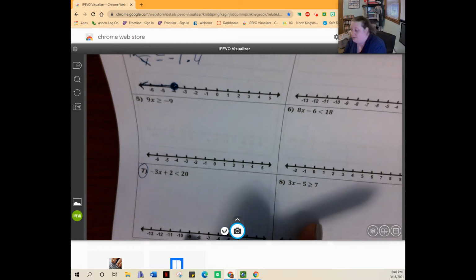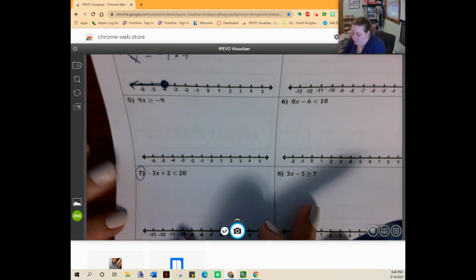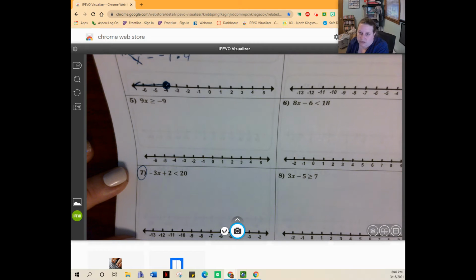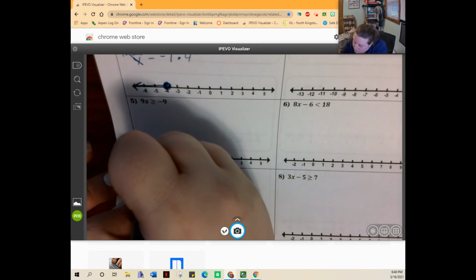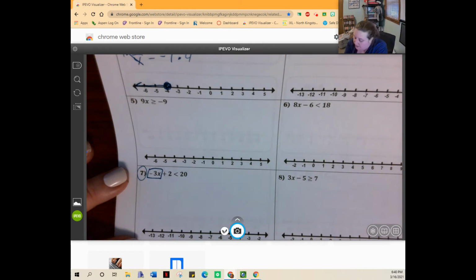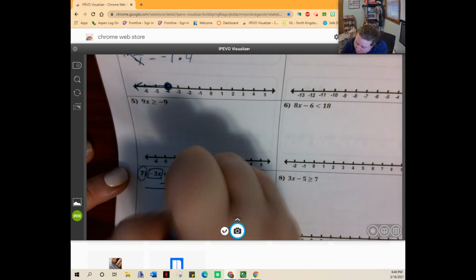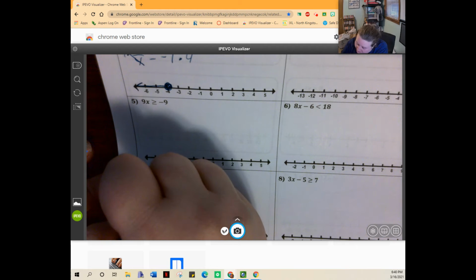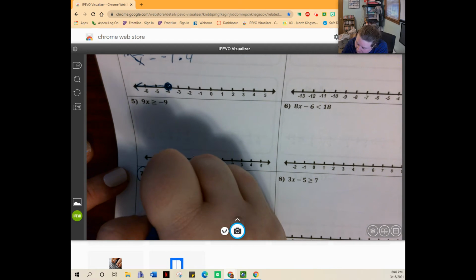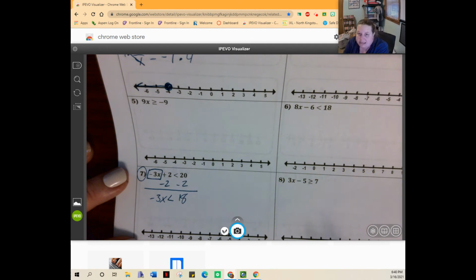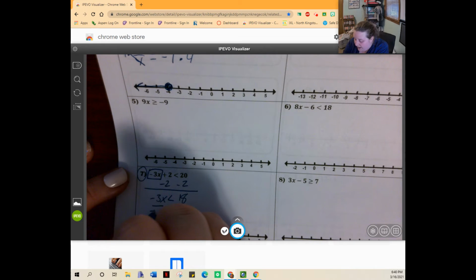All right, we're going to try one more on this page, and then we're going to try one or two on another page. So once again, you have a variety of examples. My goal is to get x by itself. This is another two-step. So I'm going to go ahead and subtract 2 on both sides. So negative 3x is less than 18. Now I need to get x by itself, so I'm going to divide by negative 3 on both sides.